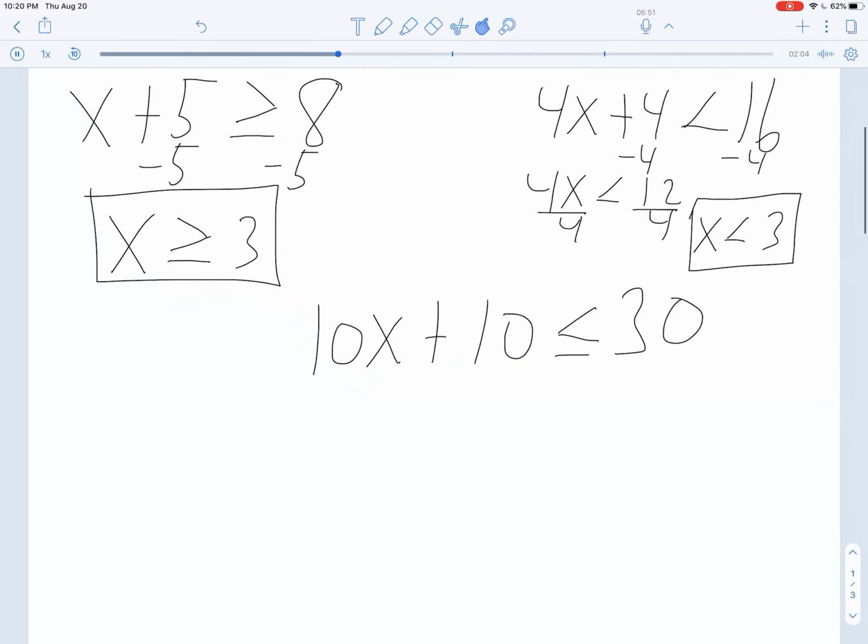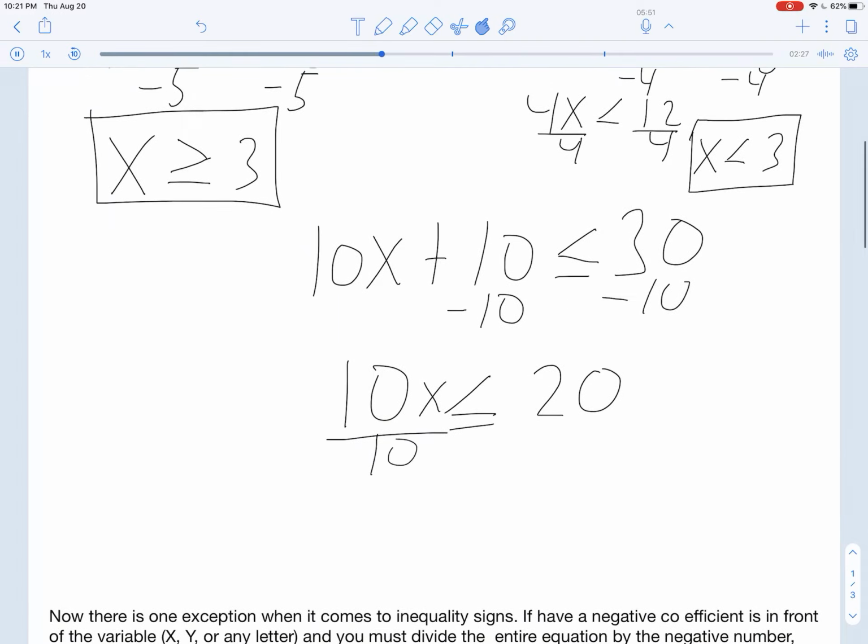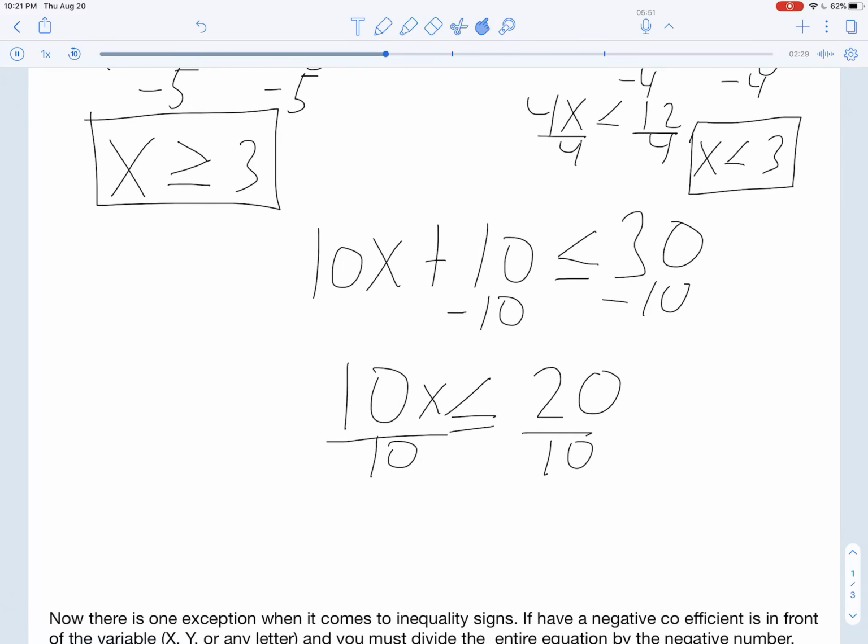Alright, and our last problem. 10x plus 10 is less than or equal to 30. So we're adding 10, so we take the opposite sign, we'll subtract 10. We have 10x is less than or equal to 20. Since we're multiplying 10 by x, we do the opposite, which is divide. Divide both sides by 10. And we have x is less than or equal to 2.